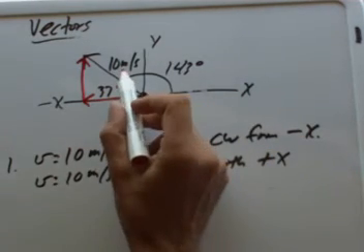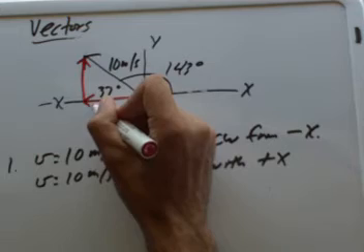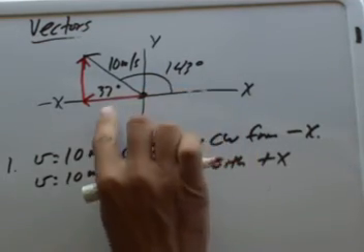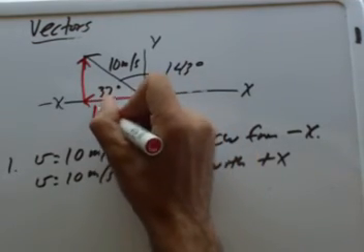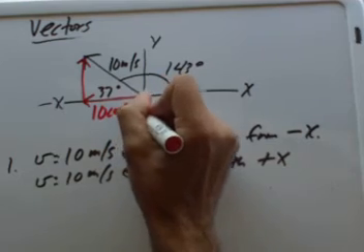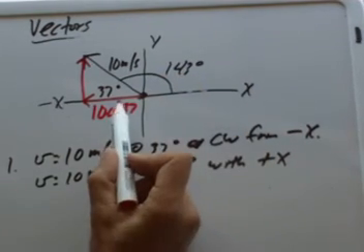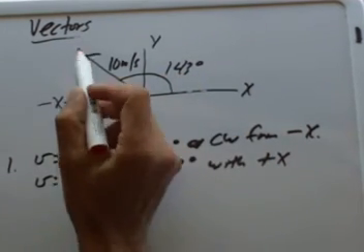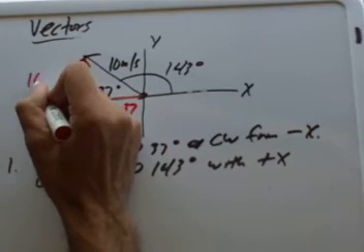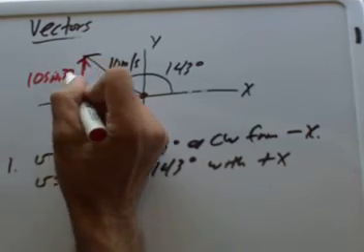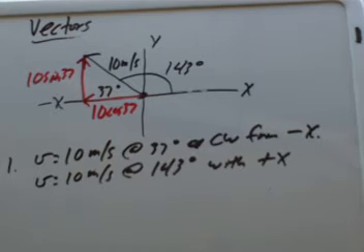And if you look very carefully here, if this is the 10 meters per second here, this is going to be the x component down here because it's along the x-axis. This is going to be 10 times the cosine of 37. That's how you would find out how much of this vector is along the x-axis. Likewise, this arrow over here is going to be 10 times the sine of 37. That's how you'd find out the y component.